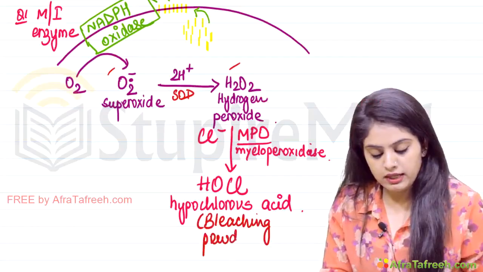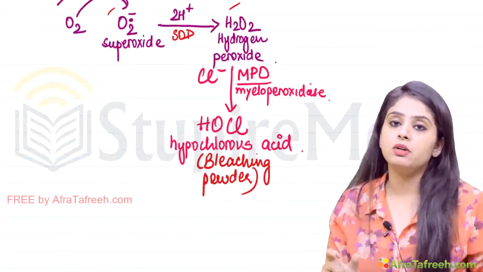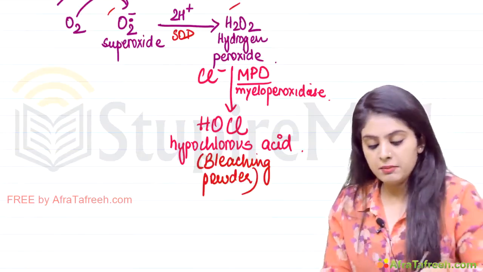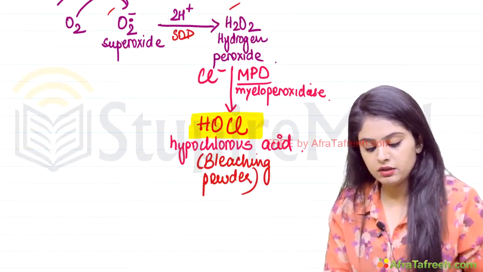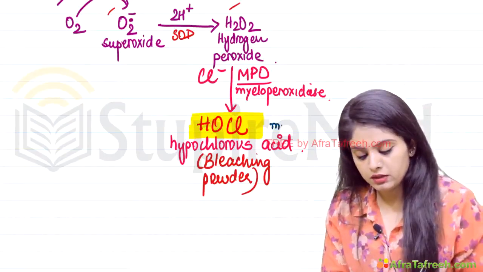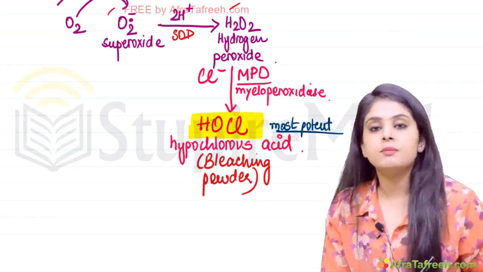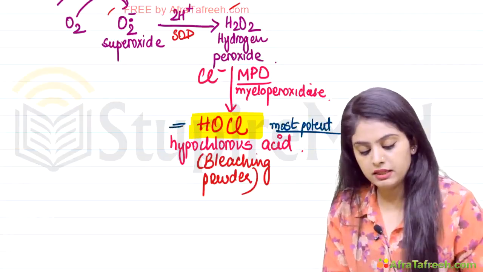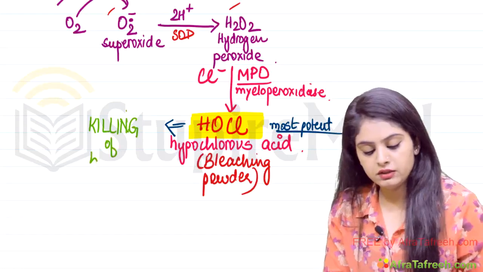So in order to kill a bacteria, what are we forming inside the cell? We are forming bleaching powder, which is HOCl. Remember, this happens to be the most potent. That is why we are forming it. It is the most potent molecule that we have, because if the bacteria comes in contact with this, immediately this will result in killing. This will cause killing of the bacteria.